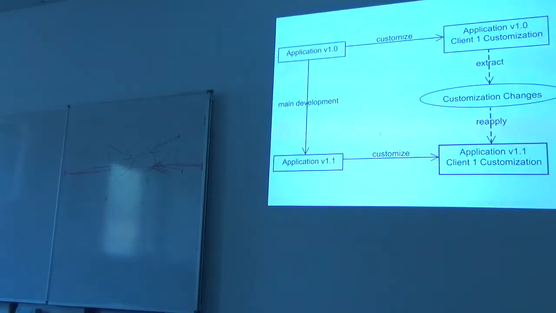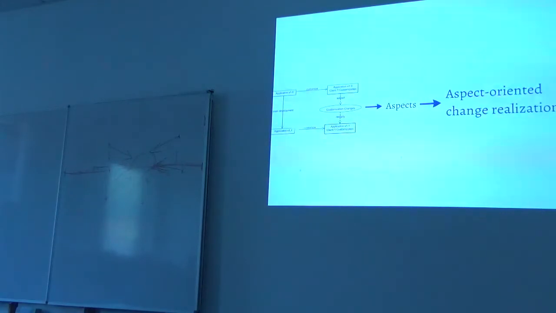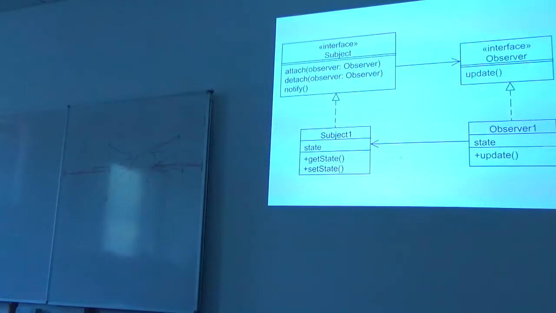But with aspects, you can actually do this. So you can implement the changes as aspects and apply them. Maybe we will need to adjust some things, of course, because the context has changed, but most of it will be applicable. So this is this aspect-oriented change realization that I mentioned. And I have one more thing.